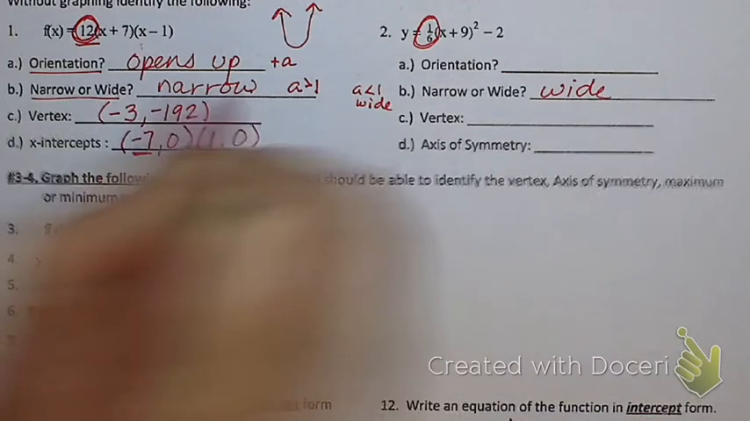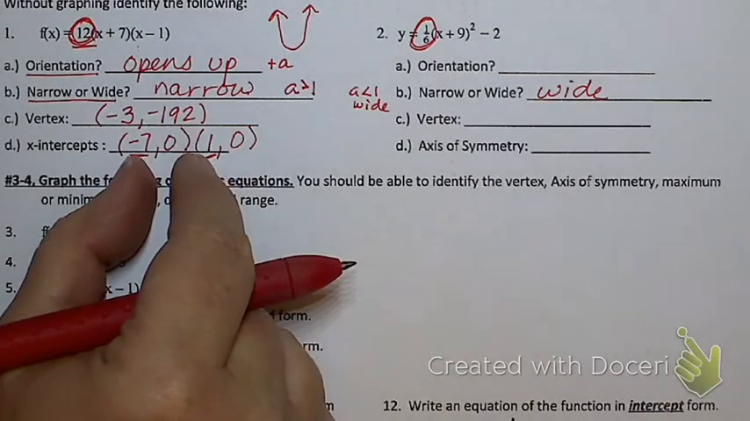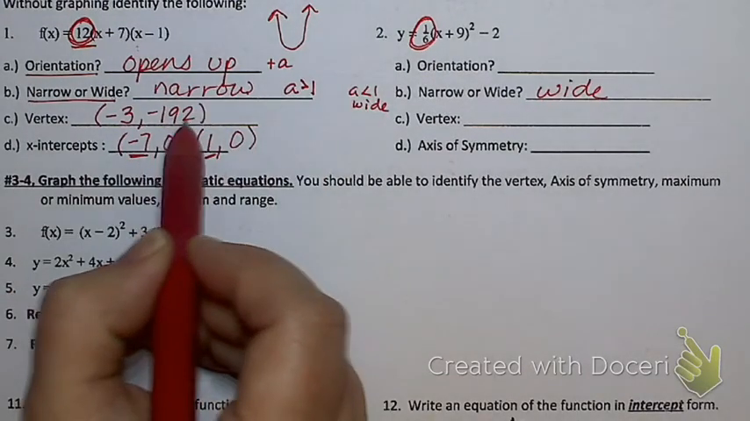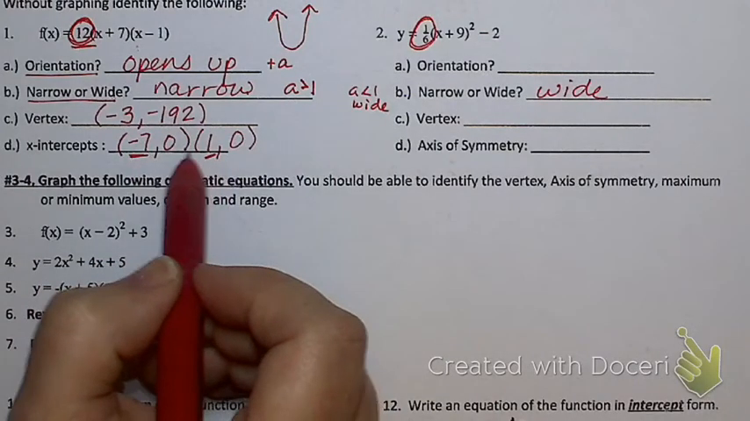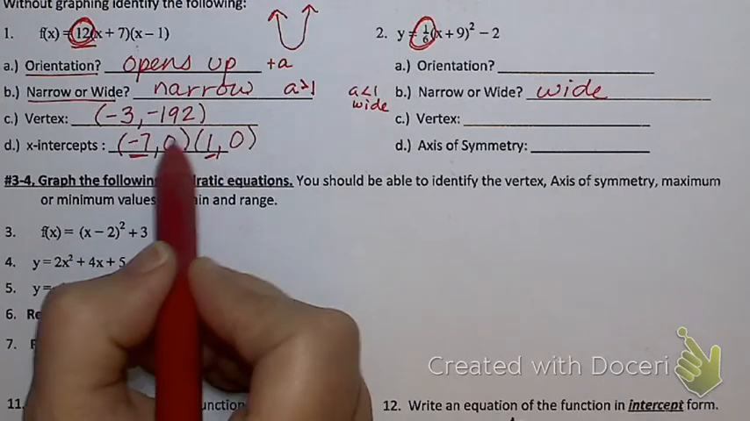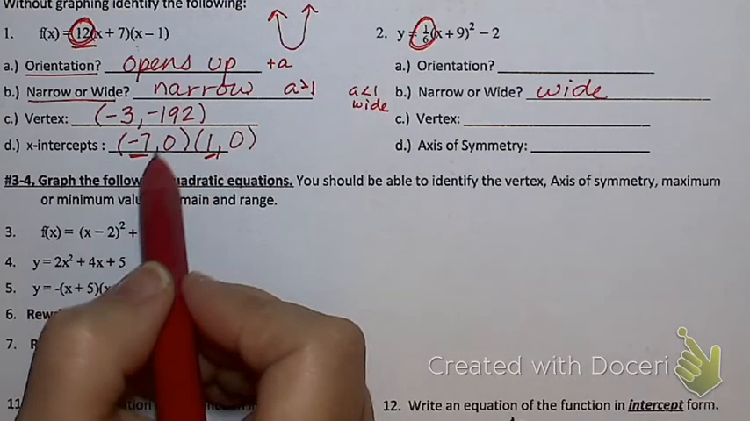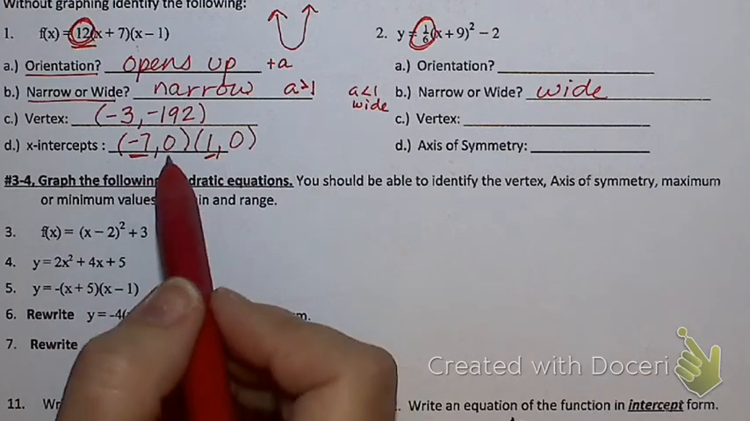Now, I will say this in general. The more space that there is between your zeros, the bigger that number is going to be. If your intercepts or your zeros are really close to each other, this is going to be a smaller number. But if they're really far away from each other, it's going to be a bigger number in general. Okay? All right, I'm done with that.